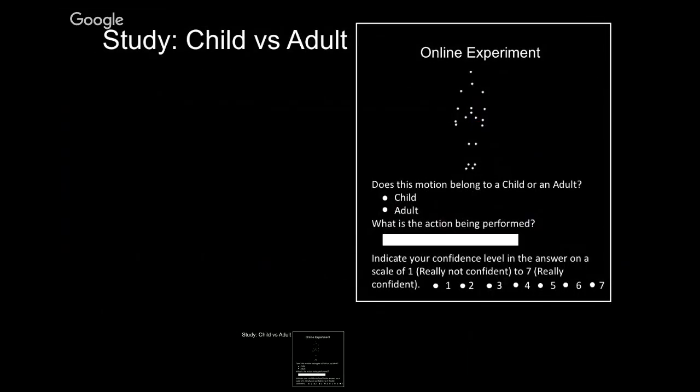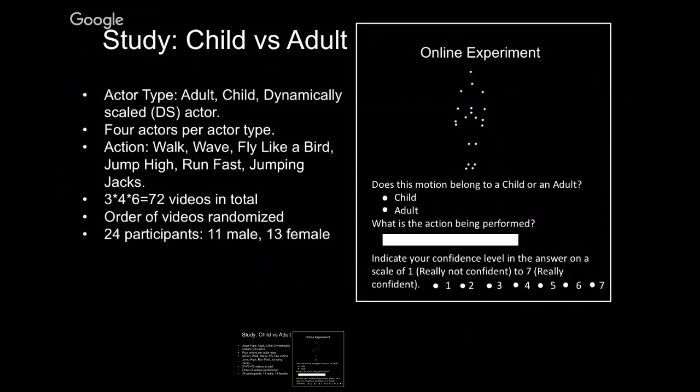Now that we have dynamically scaled motions, we conducted another point light display experiment where we had 3 actor types: adult, child, and the result of the dynamically scaled procedure. We have 4 actors per actor type, 6 actions. That gives us 72 videos in total. Right? We had 4 individual actors. The order of the videos was randomized, and 24 participants were asked to rate whether this motion belongs to a child or an adult. And our goal, of course, is to see, well, the dynamically scaled results, what were they classified as? Did people think they come from a child or an adult?